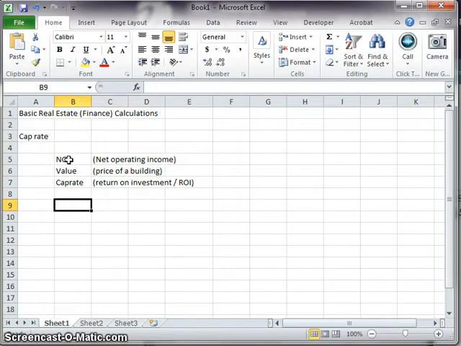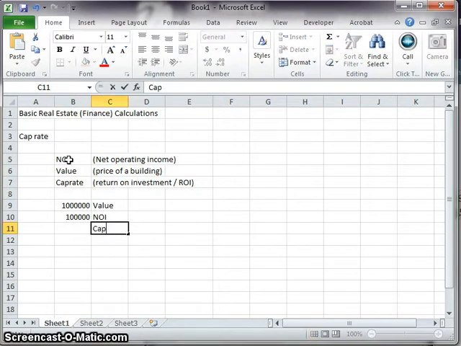Now, the way the simple math works is, let's say that we have a building that recently sold for $1 million, and it had net operating income, which is all your rents. Generally, it's your rents minus all of your operating expenses. Let's say that it had $100,000 in net operating income, NOI. So let's say our value is $1 million and our NOI is $100,000.